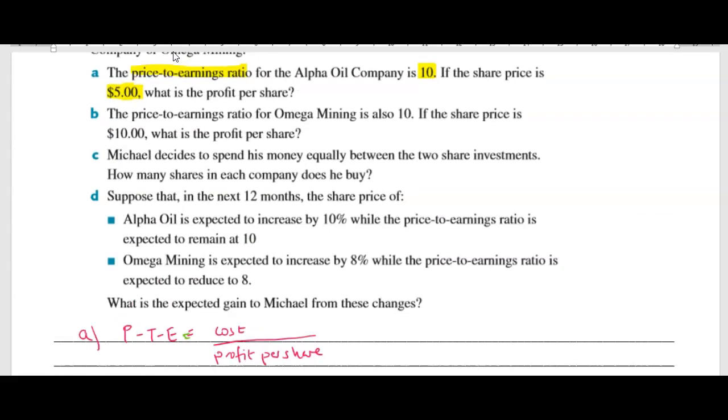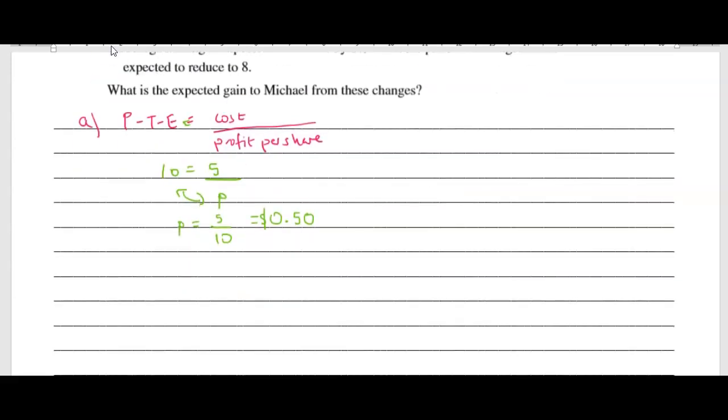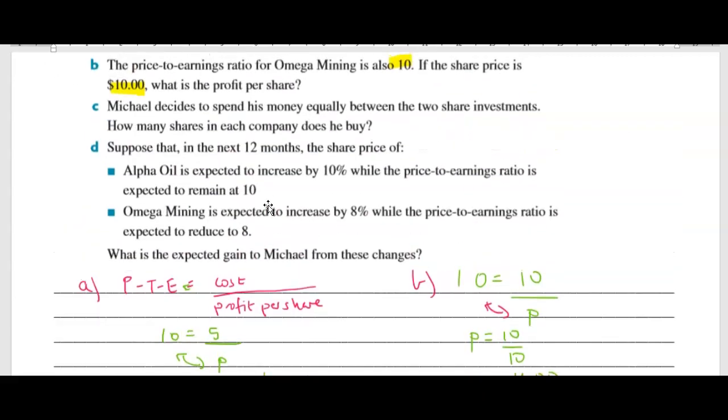All right, question B. The price to earnings ratio for Omega Mining is also 10. If the share price is $10, what is the profit per share? So we're going to be using the same formula as before. The price to earnings is 10, the cost was also 10, and we want the profit. When your unknown is on the denominator, just switch them over. So your profit is going to be 10 over 10, which is 1. So, whoops, $1, to 2 decimal places then. Okay, 2 decimal points, I mean.